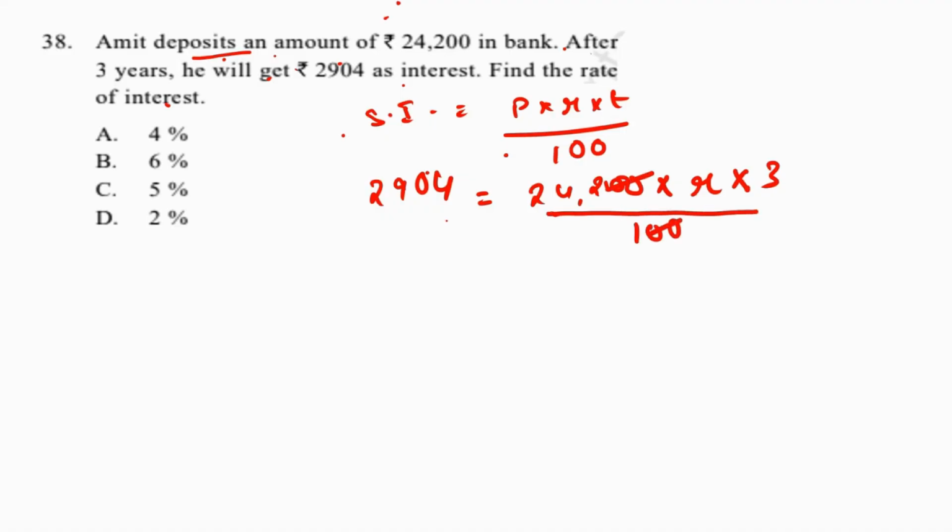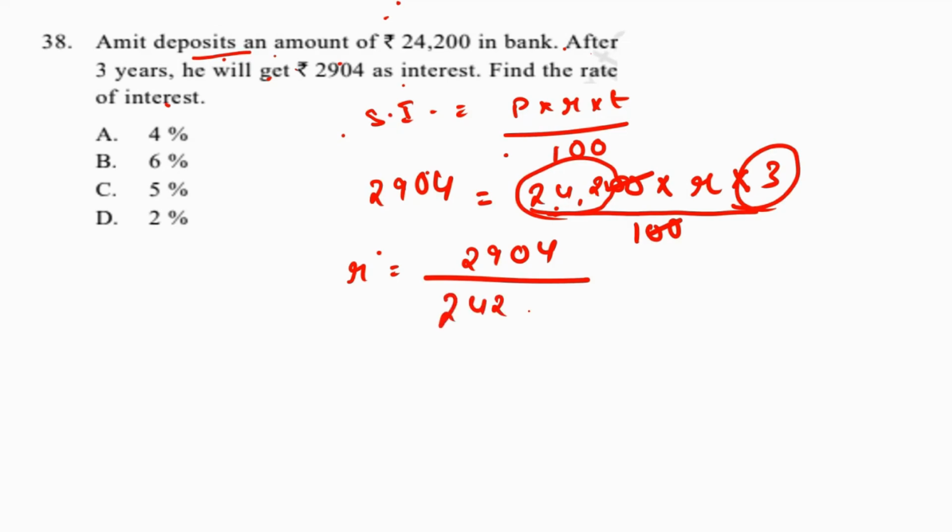We can cancel out the zeros. So what's R then? 2,904. All the numerators over here would come to the denominator when transposed. So 242 into 3. On simplifying this, we get 3 nines are 27, 26, 968, 242. Now 4 times is 968. So 4% is the rate of interest that we have.